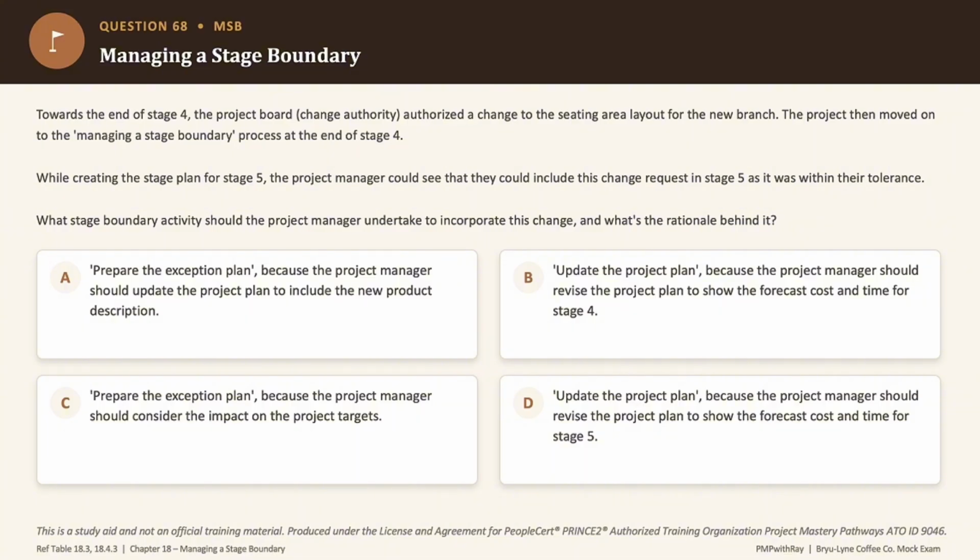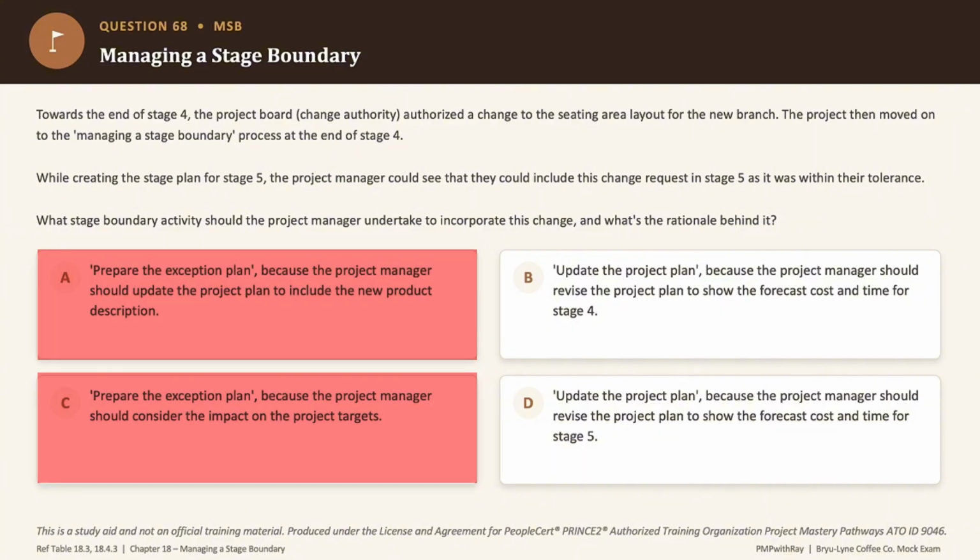Now, if you look at option A and option C together, because both of these options hint at the activity of preparing the exception plan, and if you analyze it, preparing the exception plan does not belong here at all, okay? Because nothing has breached tolerance. So option A and option C are both incorrect for that reason.